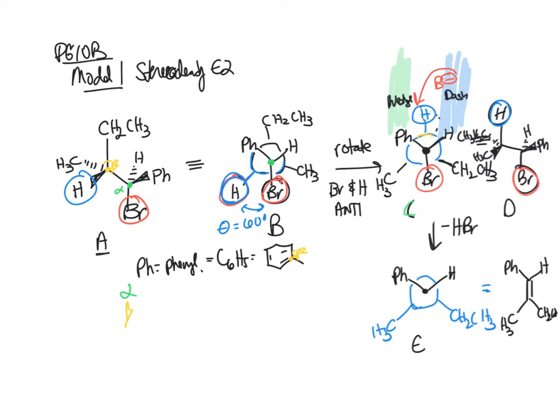In which Newman projection are H and Br anti? That's C. Okay, so circle C. In structure C, the phenyl and the CH3 groups are on the same side. You see, you got your phenyl here and your CH3 group.